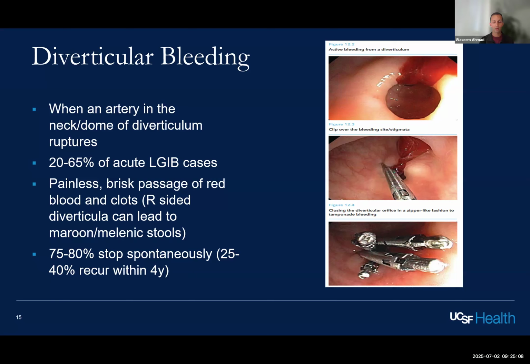You do need to take all aspects of the presentation on hand. Big thing to know is about 75 to 80% of these cases are going to start and stop on their own.